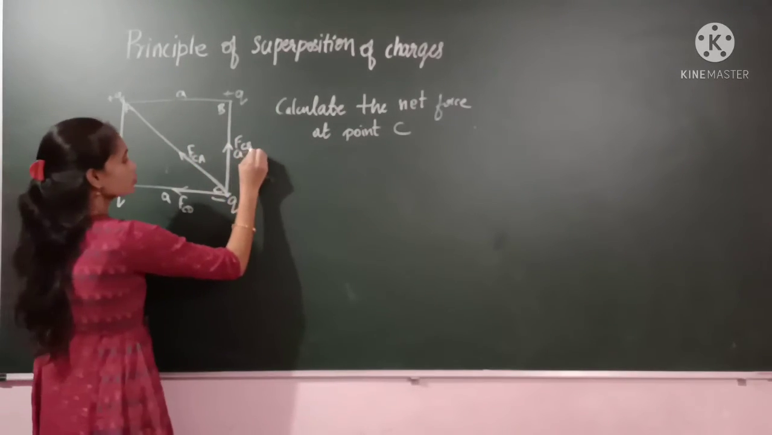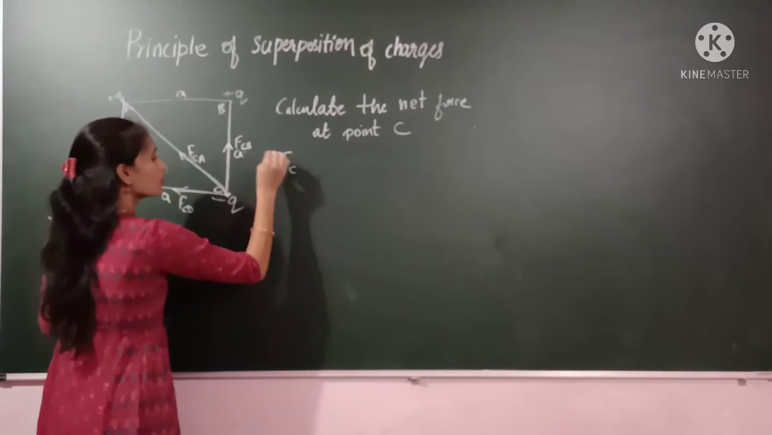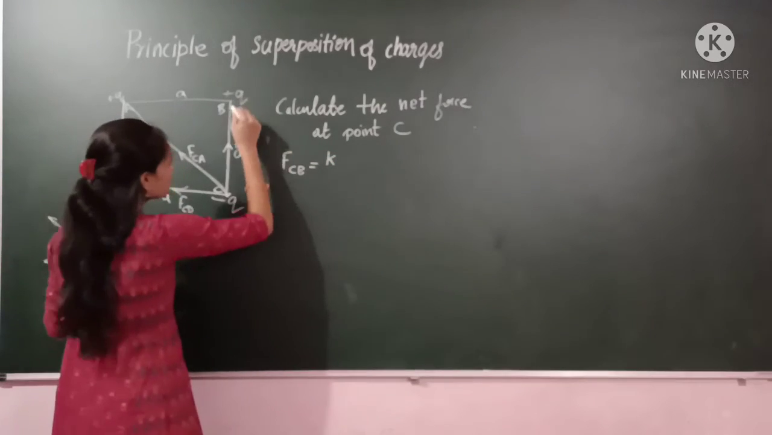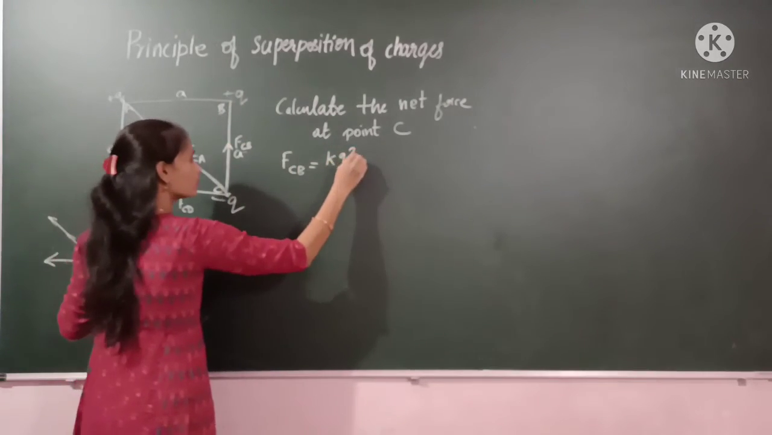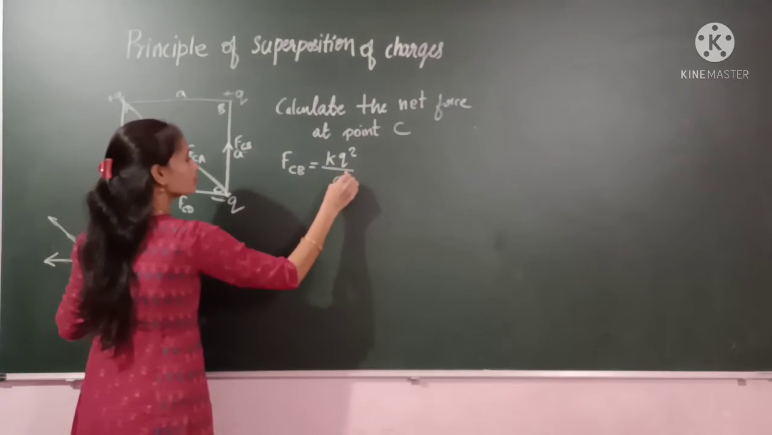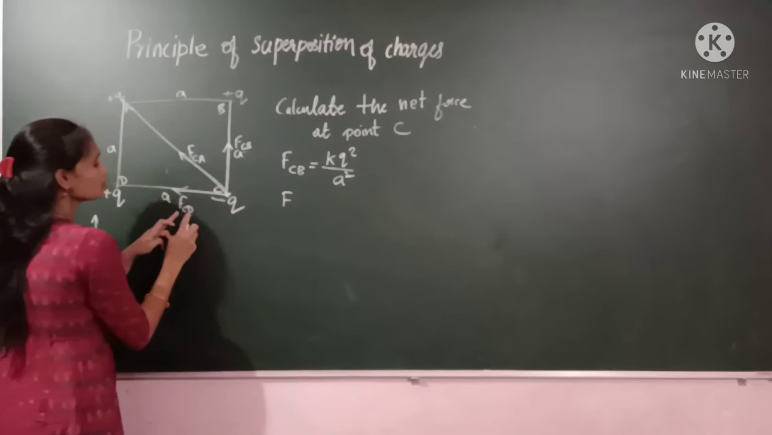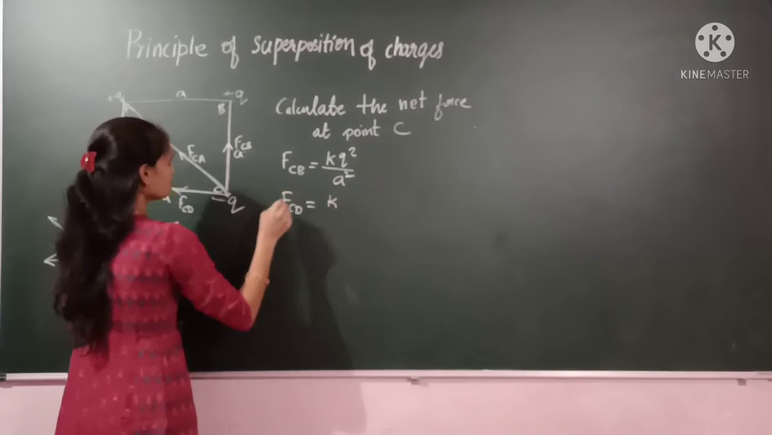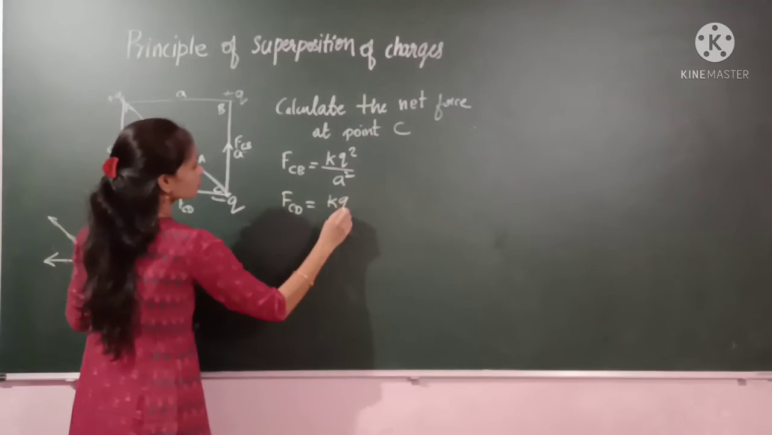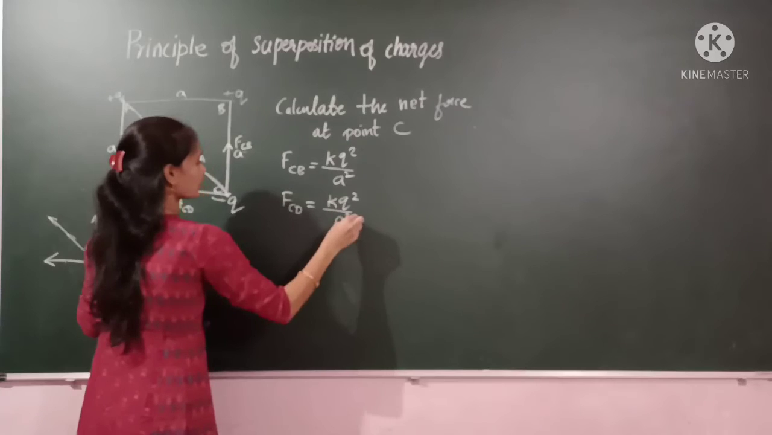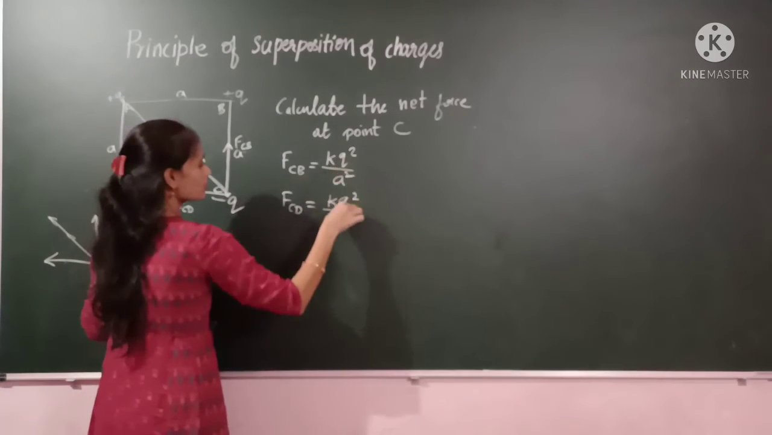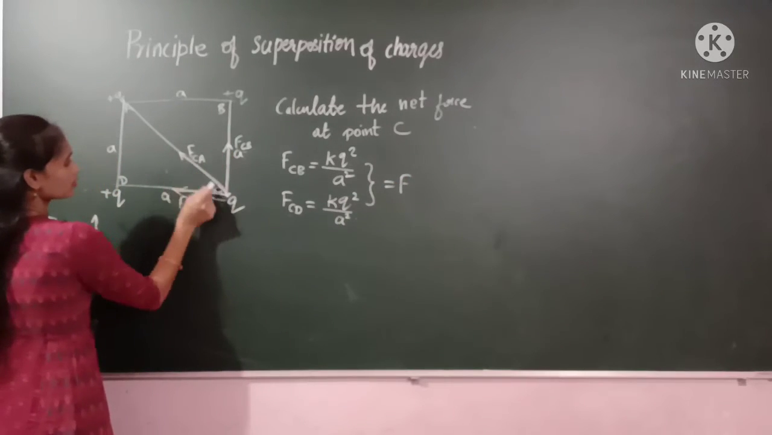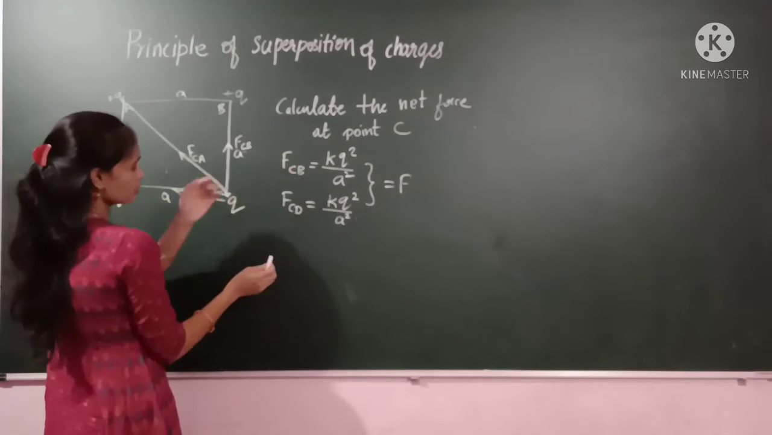So first we will calculate this force. The force on C because of the B charge. Again we will use Coulomb's law. K into, both charges are the same, Q square, distance is A. Next, the force on C because of D is equal to, again the constant, same charges, Q square, distance is A. Okay. Now these two forces are the same, so we will represent it as F. Next we will take this force. First we will add these two forces.